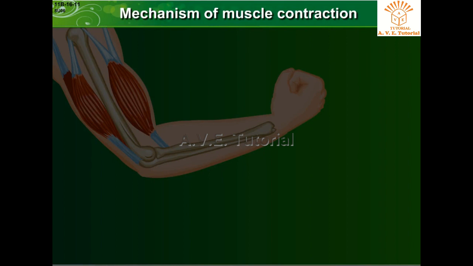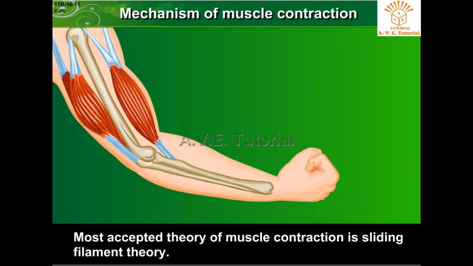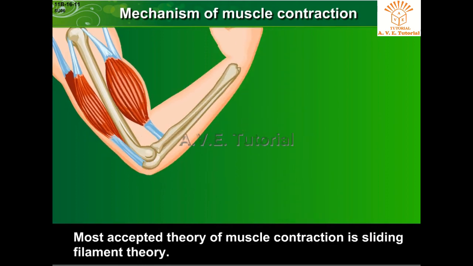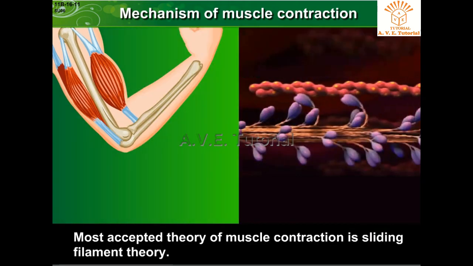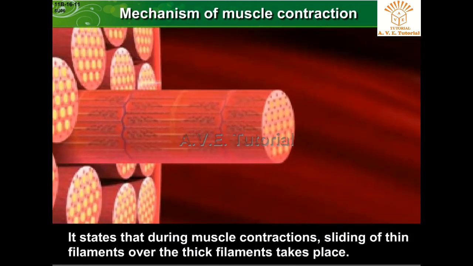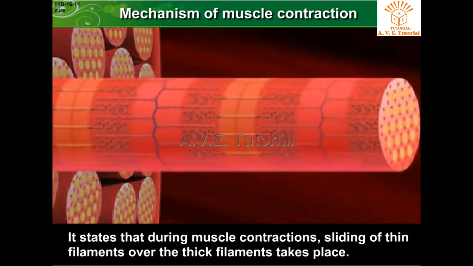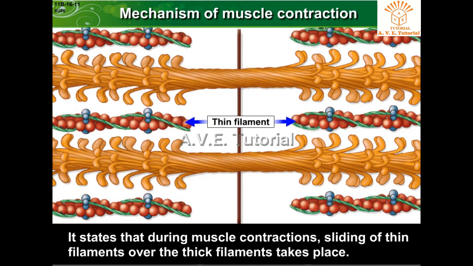Mechanism of muscle contraction. The most accepted theory of muscle contraction is the sliding filament theory. It states that during muscle contraction, sliding of thin filaments over the thick filaments takes place.